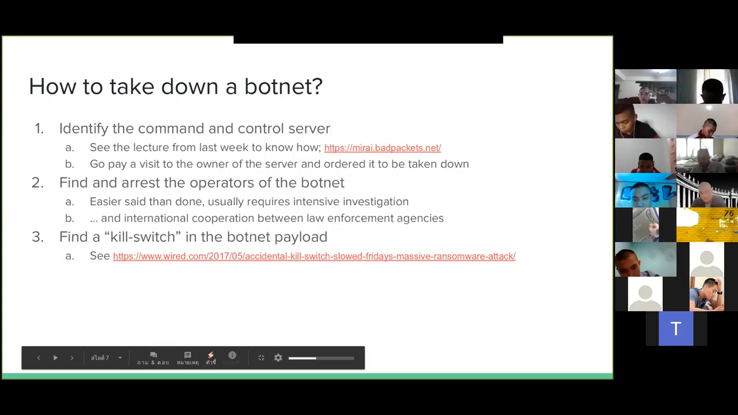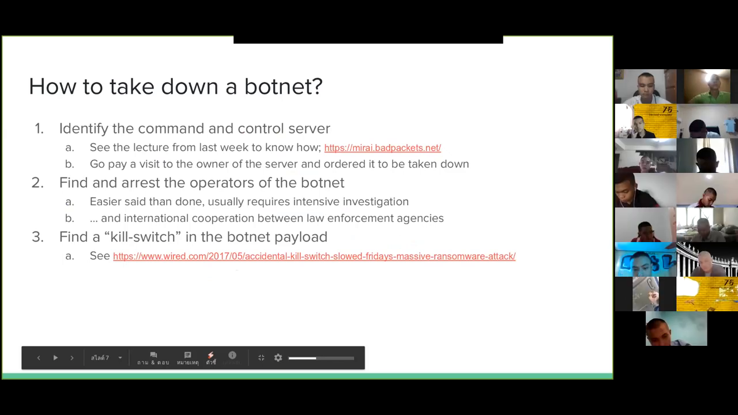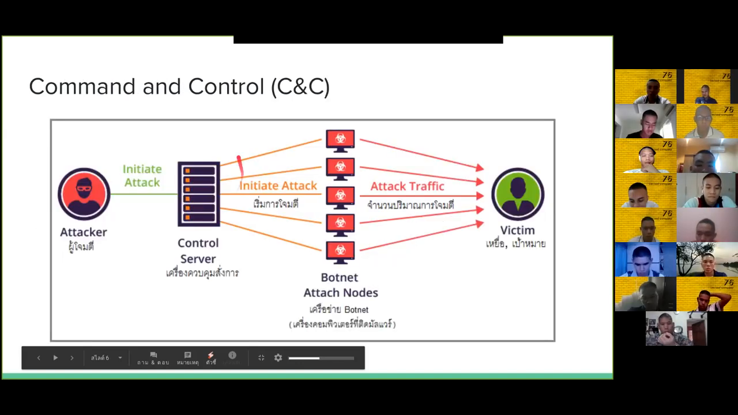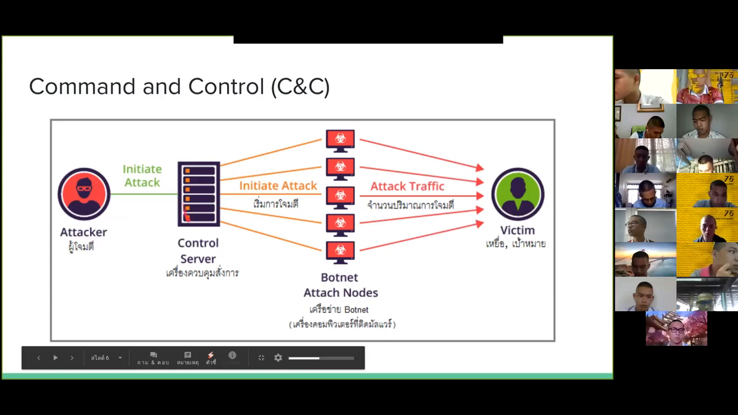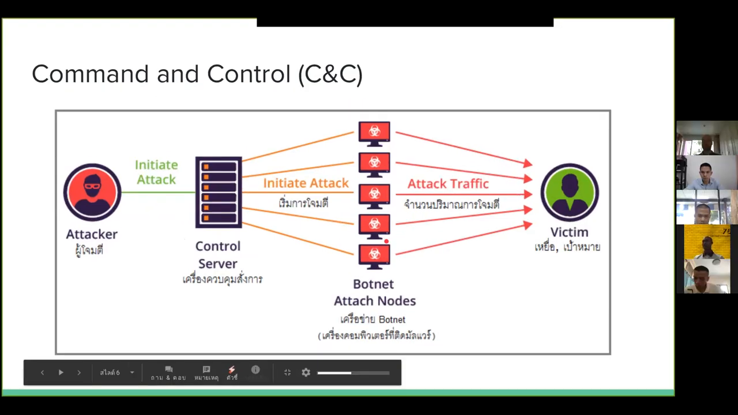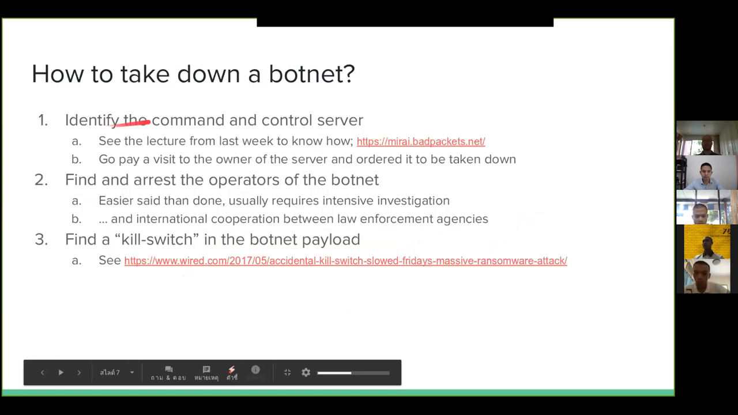So how to take down a botnet? There are three main ways. There are more, but these are the three main ways. First one is to identify the command and control server. So find this and take it down. If you take this down, then the bots are free. They cannot be controlled. How to take it down? Well, remember this.